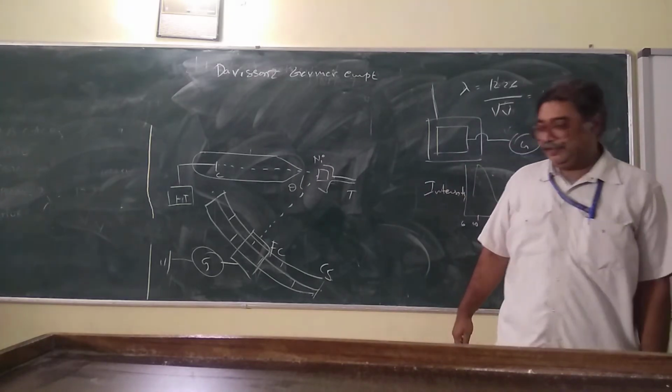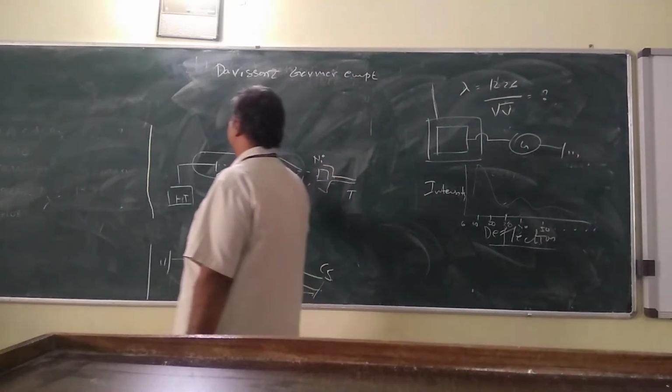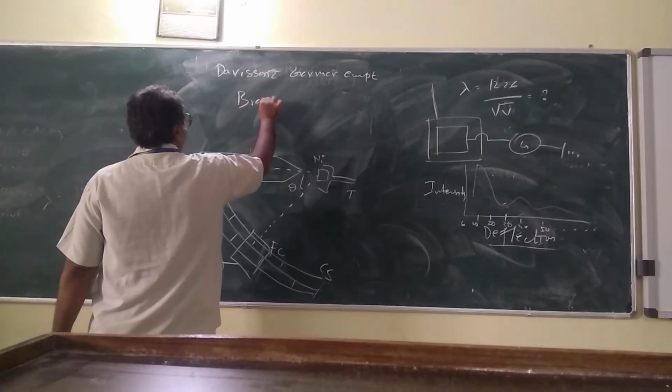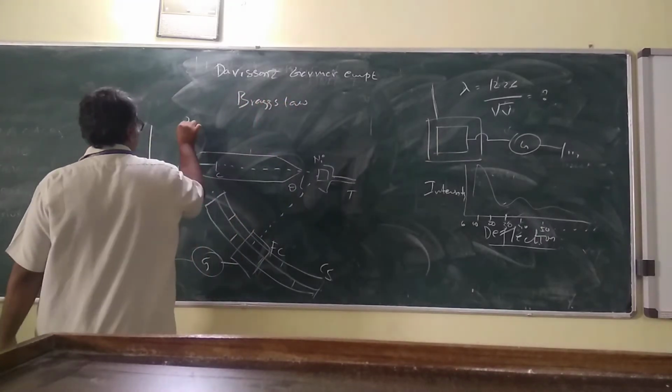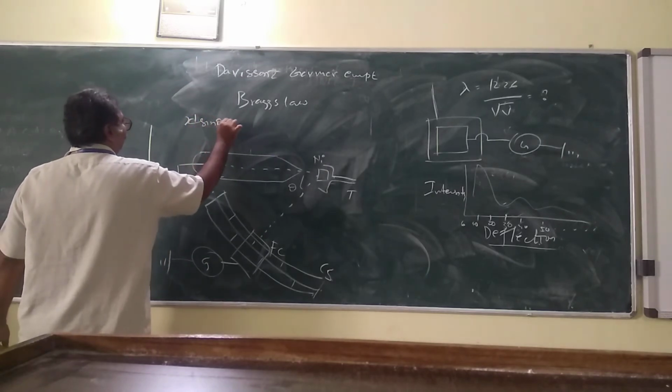So here we are going to use Bragg's law. They have used this Bragg's law. Now what is Bragg's law? First of all, what is Bragg's law? Bragg's law says that 2d sin theta equals n lambda.